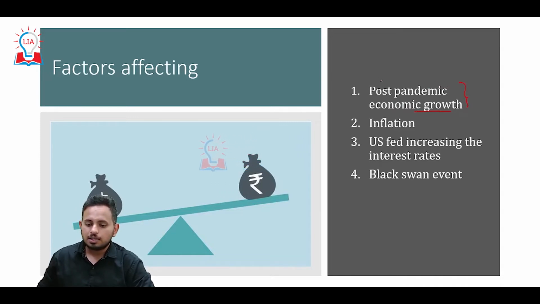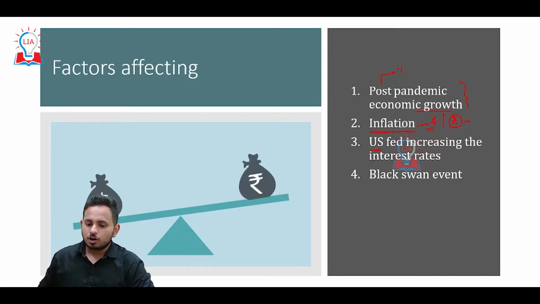Post-pandemic, what happened? The growth in both the US and India, and in most of the developing and developed economies, intensified, because of which this led to inflation. You have studied in your economics that whenever there is inflation, the currency loses its purchasing power. This is what happened with respect to the dollar and also the rupee. The inflation in India was higher when compared to the inflation in the US, because of which the Indian rupee started losing its purchasing power.